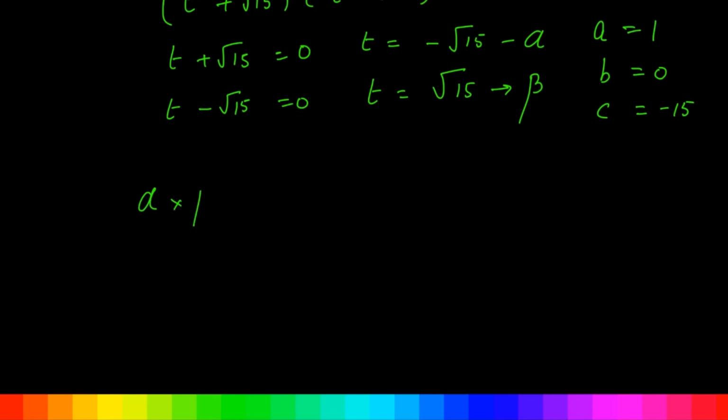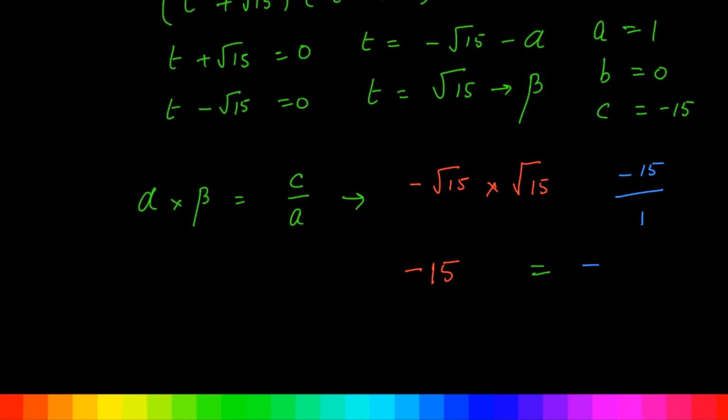Alpha multiplied by beta is equal to c over a. Putting the values, alpha is minus root 15 multiplied by beta, plus root 15. c is minus 15 and a is 1. On multiplication, we get minus 15 on the left hand side and minus 15 on the right hand side. So the relationship between the product of zeros and the coefficients is verified.